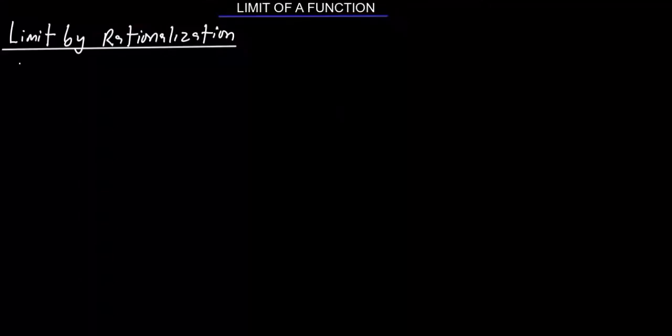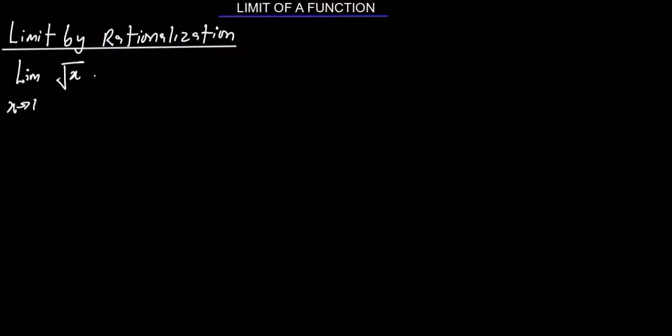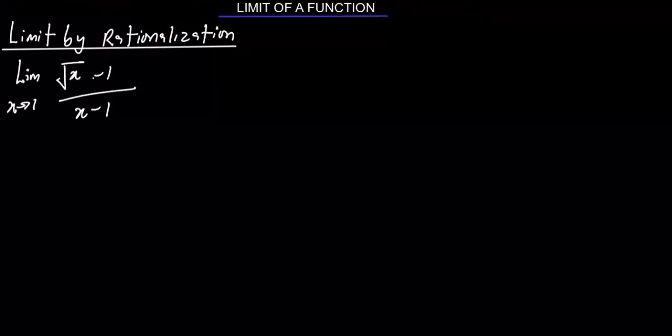See, if I have limits as x tends to 1, square root of x minus 1 all over x minus 1. Observe, there's no miracle I can use to factorize this. It's not possible. So what will I do here? Observe. Let me give you a trick.